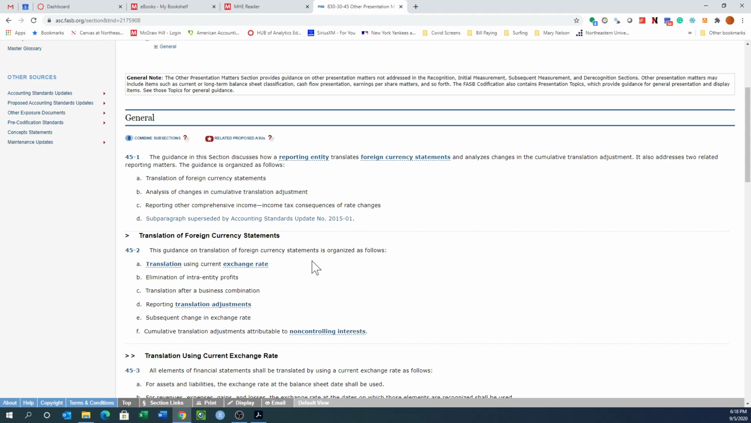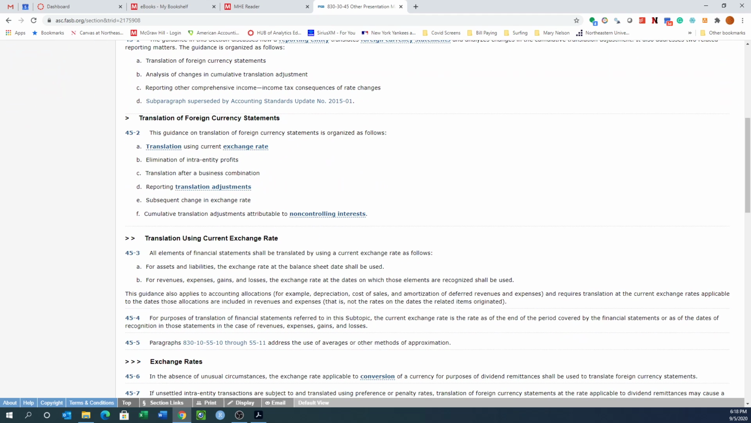We're looking at translation using the current exchange rate. We use the current exchange rate for all assets and liabilities. The exchange rate of the balance sheet shall be used. And for revenues, expenses, gains, or losses, the exchange rate should be based on when those elements were recognized. So if I did a sale back in January and I'm looking at a December 31 translation, I shouldn't be using the December 31 rate. I should be using the January rate. Now, that may not be practical.